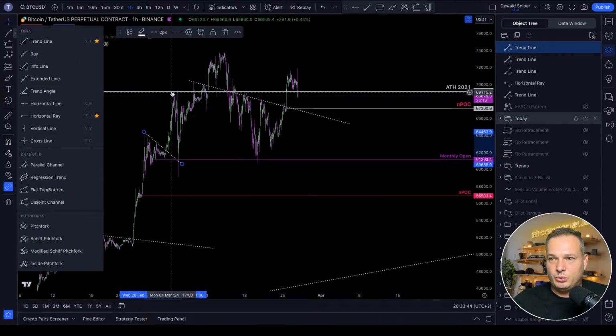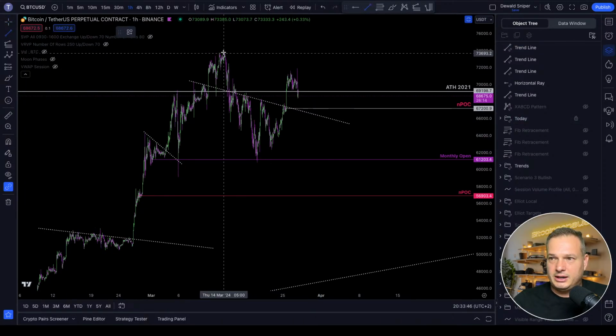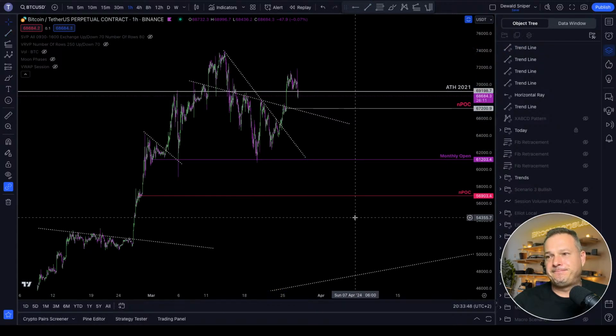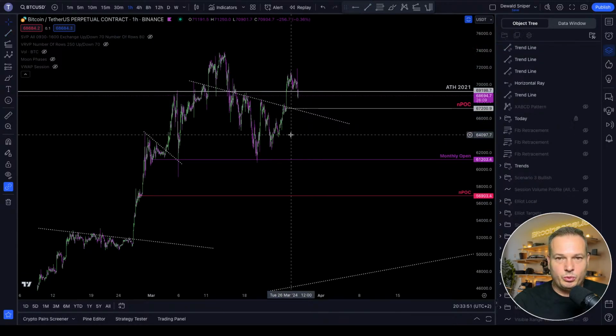Here you can see my one line trading strategy. Keeping things simple, you can trade with one line.